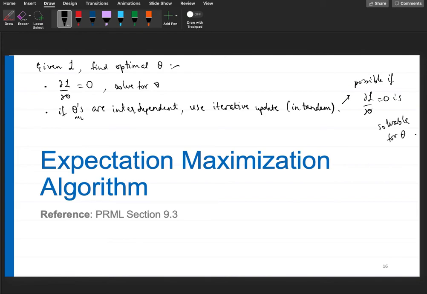What if it is not solvable for theta? It is a very dirty form, like some log term, some exponential term, some multiplication, some division. You cannot derive an analytical solution for dou L upon dou theta equal to 0. What will you do then?